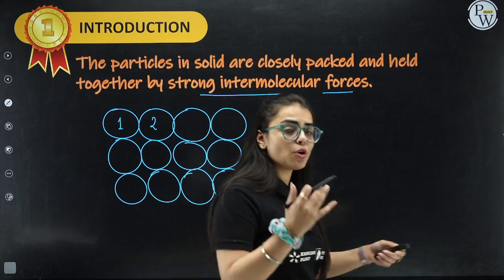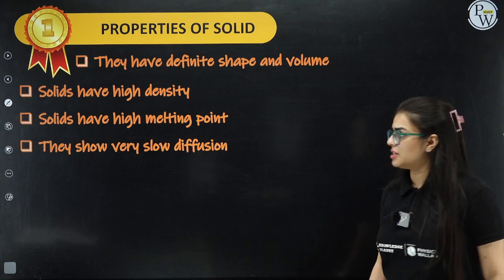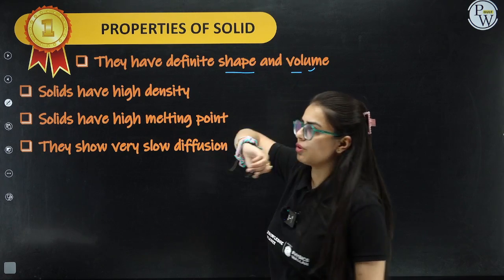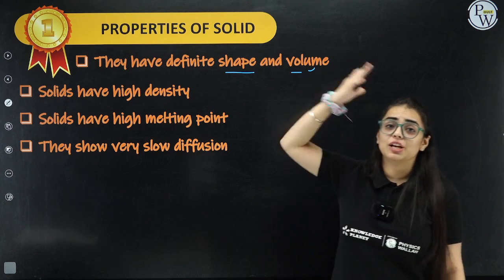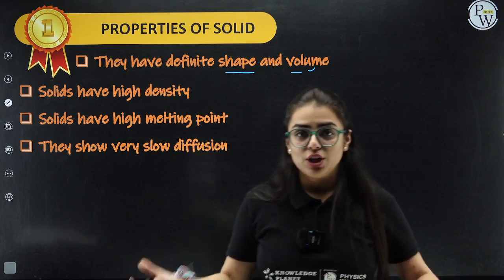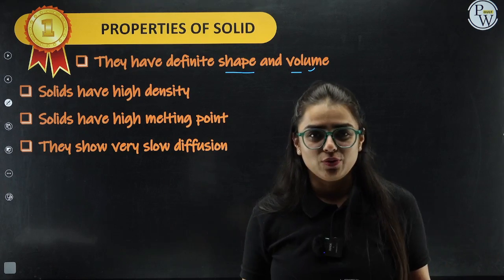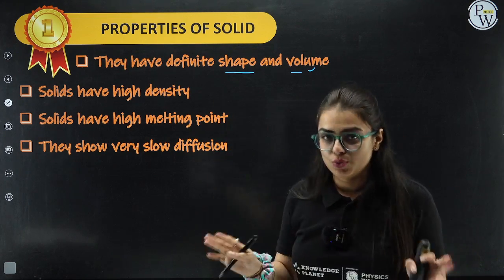If I'll talk about the properties of the solid state, students, what do you feel? What are the properties of solid state? See, one by one, let me tell you. They have definite shape and volume, first of all. If we were differentiating with liquid and gaseous, there was no definite shape but a definite volume in liquid. In gaseous, no definite shape, no definite volume, right? So this basic property each and every one of you knows.